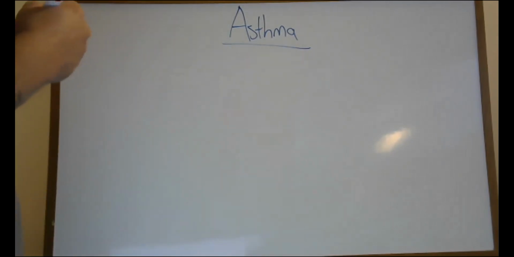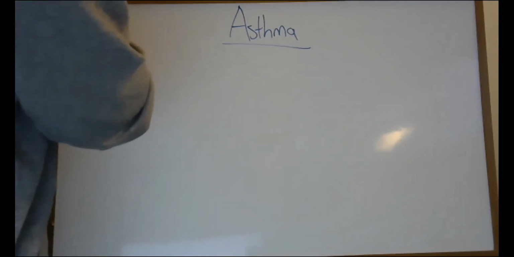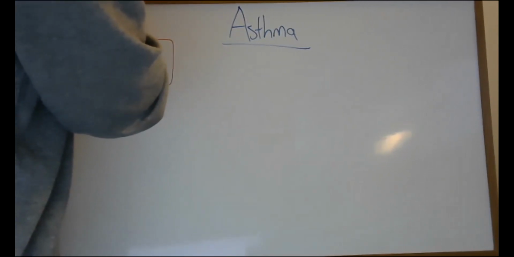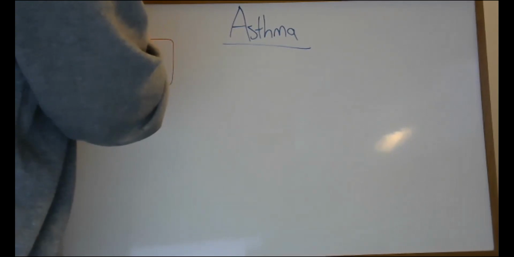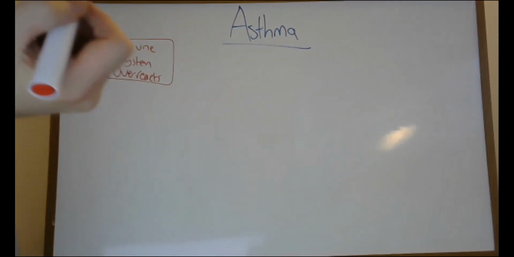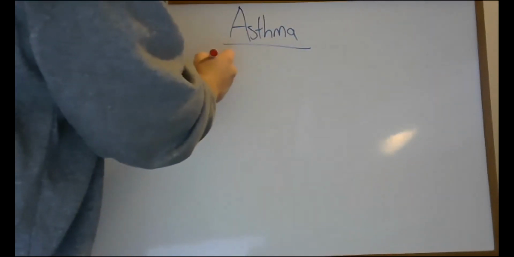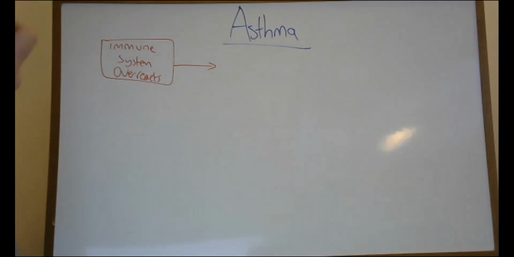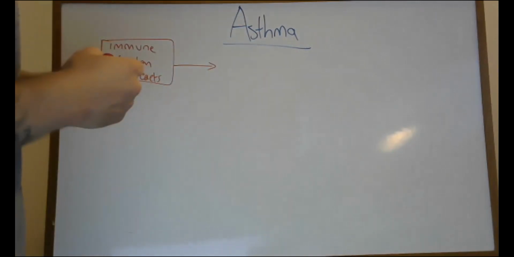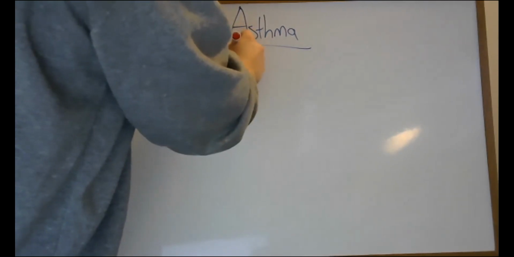Asthma has one phase. The immune system overreacts to something you've breathed in. So that's one system of the body. The immune system causes the lungs, or the respiratory system, to increase mucus production.